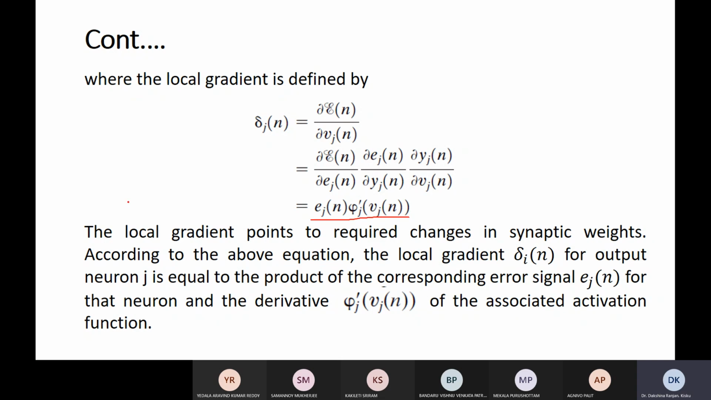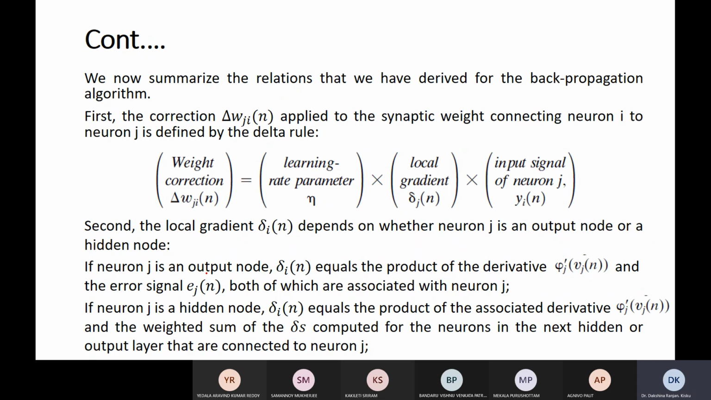So these local gradients will point to required changes in synaptic weights, and according to the above derivations, the local gradient del j(n) for output neuron j is equal to the product of the corresponding error signal e_j(n) for that neuron and the derivative of the associated activation function. This derivative represents the function which can be associated with the activation or nonlinear transform.